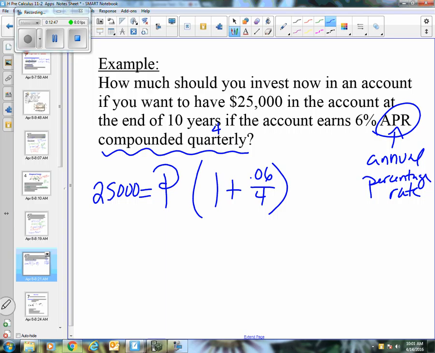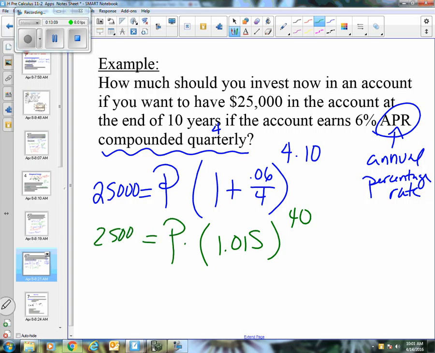So the r divided by n is the interest per time they compound it. To the nt, so we're going to do this 4 times a year for 10 years. So let's think about what that means then. When you divide 0.06 divided by 4, you get this to the 40th. All right, now I want you to think about what those numbers are telling you. So let's look at the base.